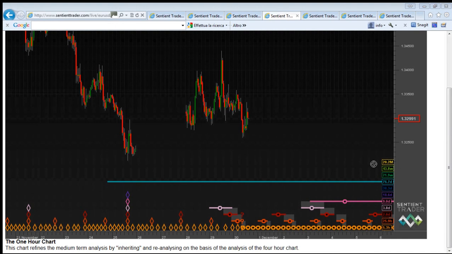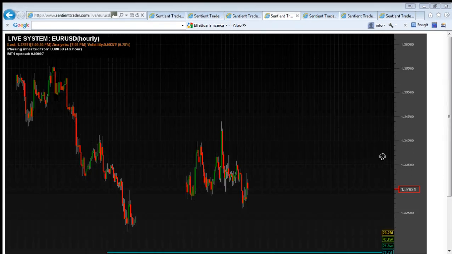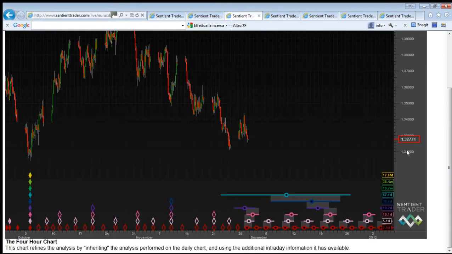So the next chart is a 1-hour chart. Here's the current analysis of the 1-hour chart. And I'd like to point out what has happened over here. Here, as you can see, Sentient Trader has said that the trough on the 25th of November was a trough of the 20-day cycle. Okay, so it's saying that the 20-day trough has occurred.